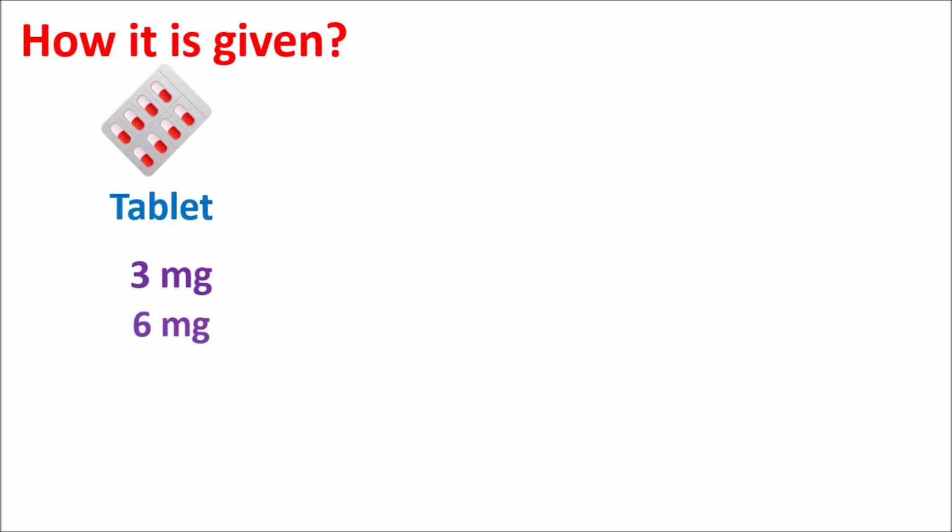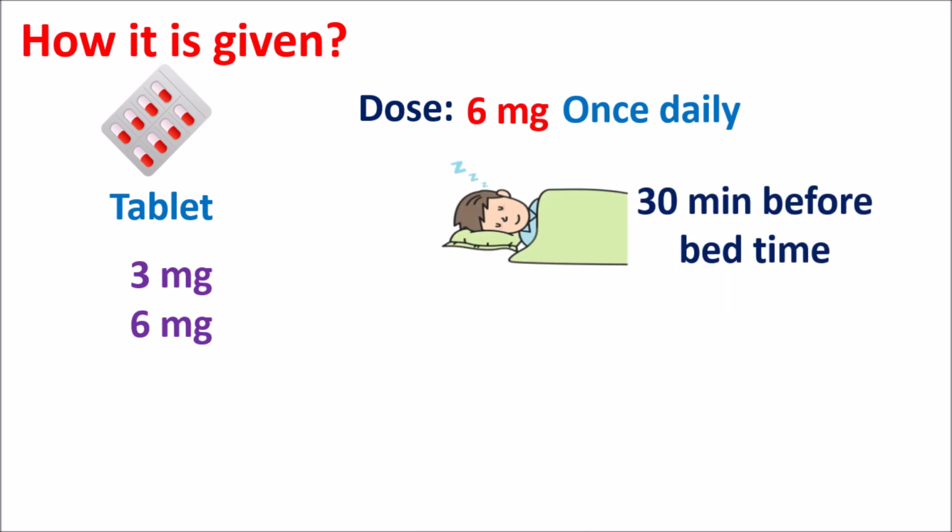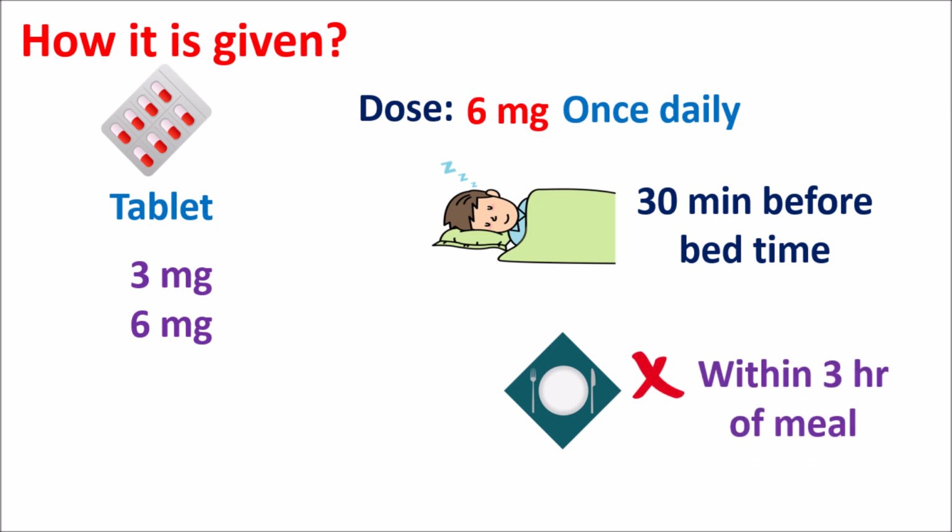Finally, let us see how it is given. Doxepin is available in different dosage forms, but for the treatment of insomnia, it is available as a tablet at a strength of 3 mg and 6 mg. The initial dose of this tablet is started at 6 mg, given once daily. But these tablets should be taken 30 minutes before bedtime because this drug is intended for the treatment of insomnia. At the same time, this drug should not be taken within 3 hours of intake of a meal because it may be ineffective within 3 hours and it cannot produce sufficient sleep maintenance. That's why this medication should be taken 30 minutes before bedtime in order to induce sleep.